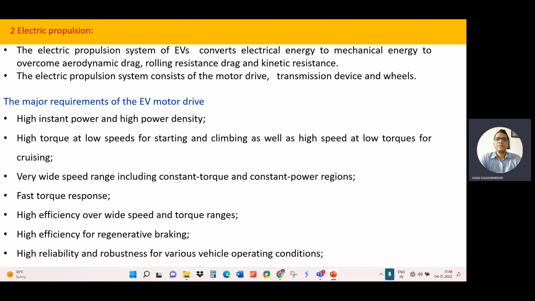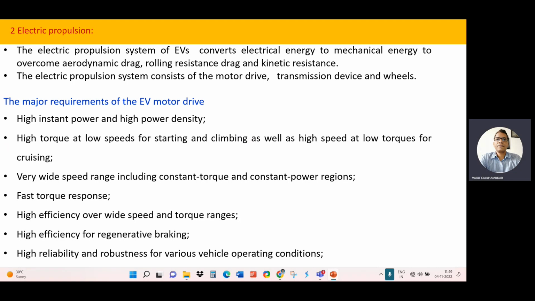High efficiency over wide speed and torque ranges. Very, very important. Whenever a system is there, efficiency has to be very good. So the motor drive system or the transmission system should have very high efficiency over all speed and all torque range. Another thing is the efficiency of regenerative braking. It should be high efficiency.